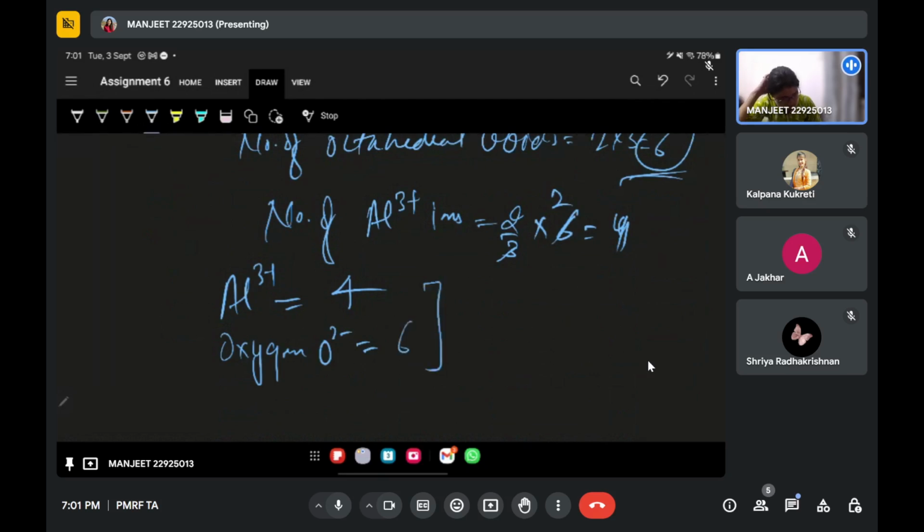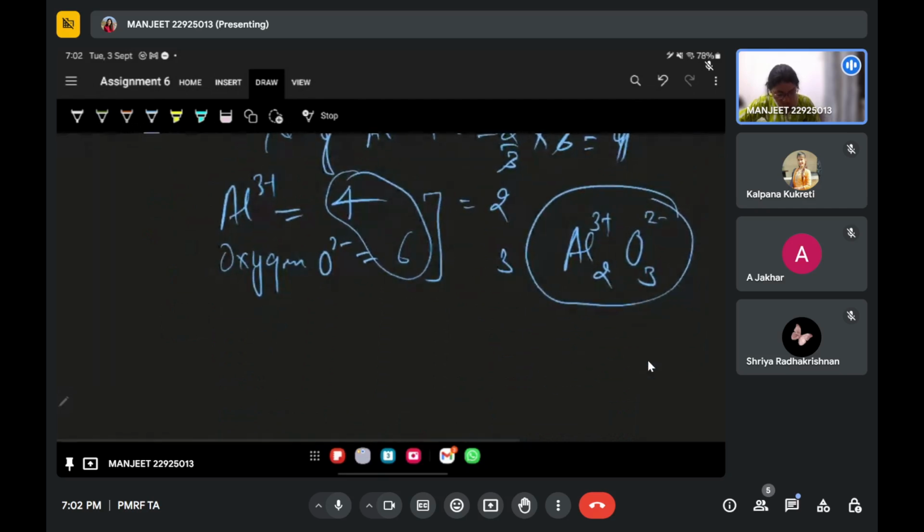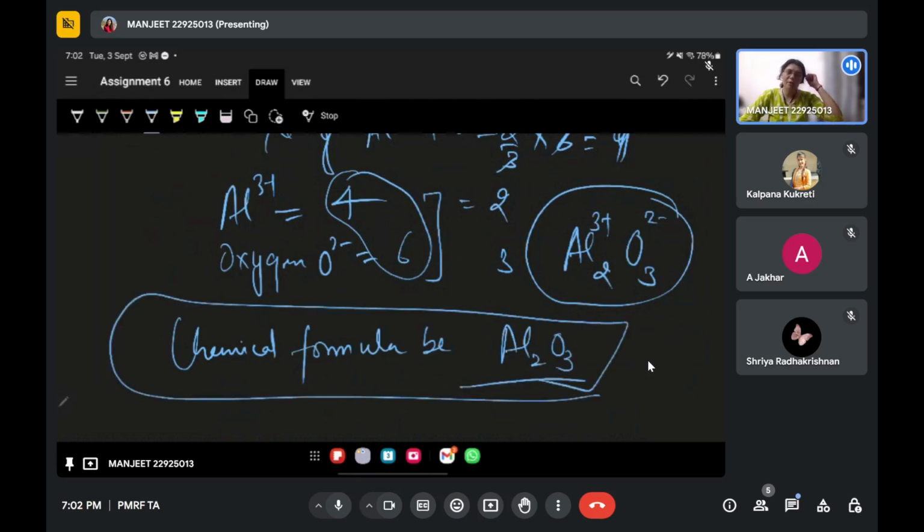So how are they arranged? If we make it the smaller fraction, this will give you 2:3. So Al3+ is 2, O2- is 3. So what will be the chemical formula? The chemical formula will be Al2O3. So this is the chemical formula of aluminium oxide. So aluminium oxide is your corundum.